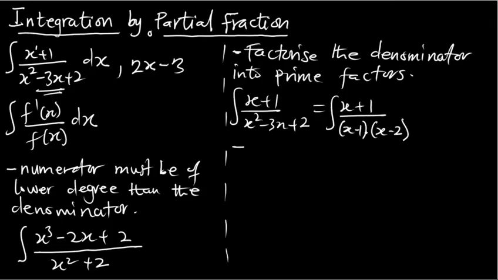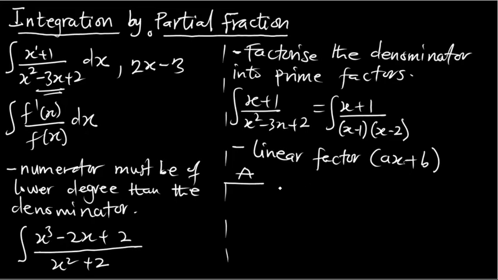So we consider this. If we have linear factors, meaning factors in the form ax + b, then we are going to express the partial fraction in a way, A over that, which is ax + b. So after breaking down into prime factors, if it is a linear factor, which is x raised to the power 1, in this form, we are going to express the partial fraction in this approach.